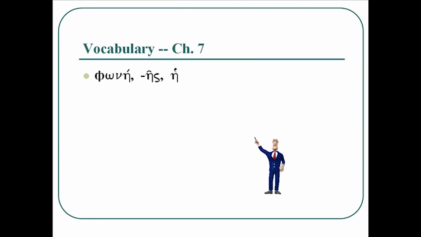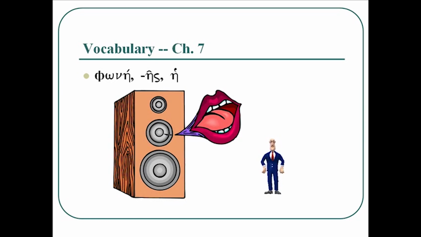And the 10th word is phone. You'll notice the es follows it, the genitive ending, and then the article, indicating that this is a noun, not an adjective. Phone means voice.